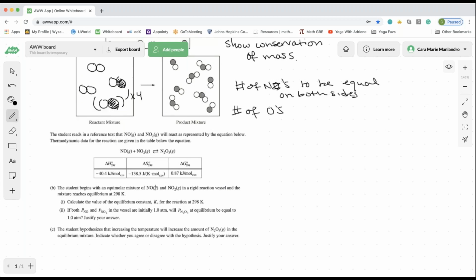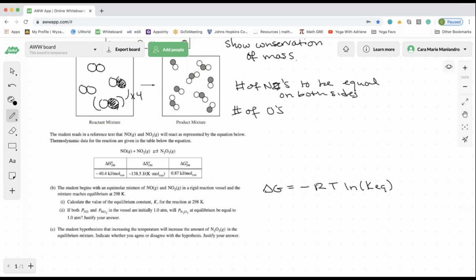Okay, a student begins with an equimolar mixture of NO and NO2 in a vessel, and then we want to calculate the equilibrium constant K. So how do we go about doing that part? You guys might not have had this, so we'll go over it just in case. The equation that you want to use is delta G is equal to negative RT ln K EQ. We need to get the delta G or be given it. We were given it, which is good.